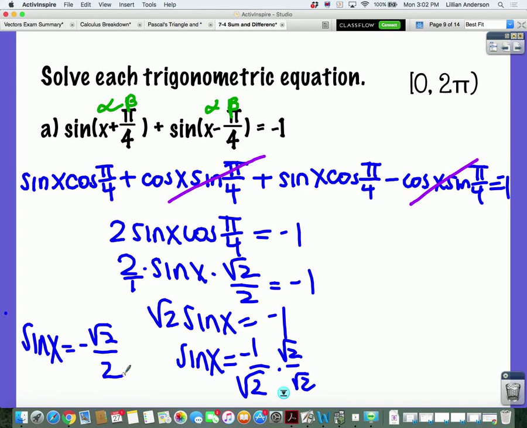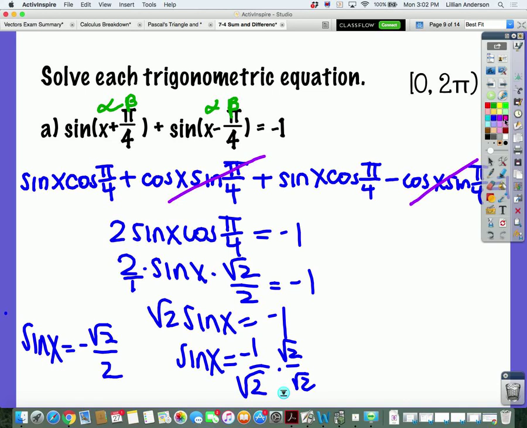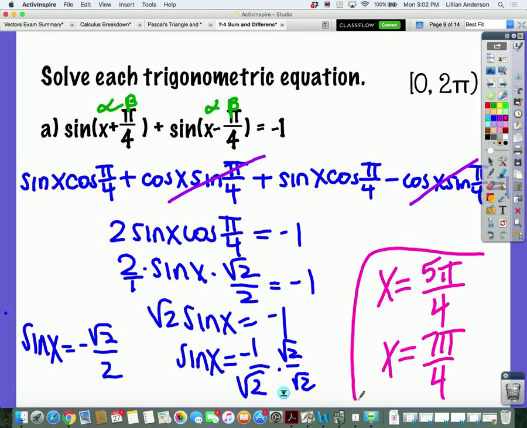Is that a value on our unit circle? Yes. Where is sine a negative root 2 over 2? Third quadrant, yes. And there's one more. And those are your solutions.